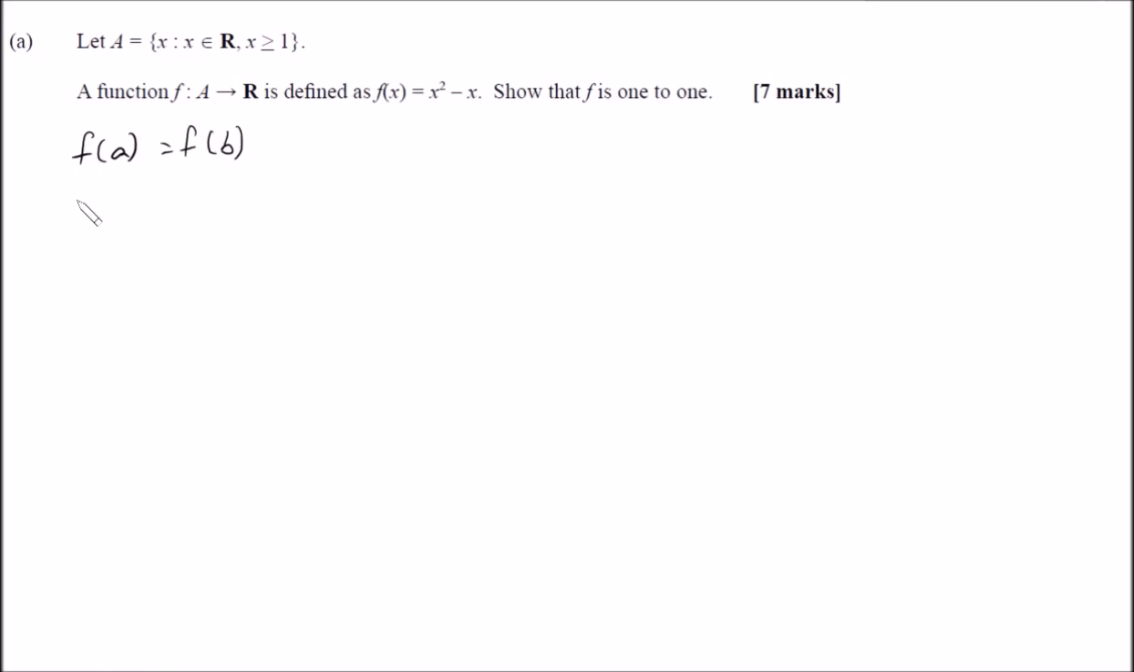So f of A is A squared minus A. F of B is B squared minus B. Now because of the squares and the single term in A, I'm going to have to complete the square so that I can get a single term in A. Factorizing won't help, so completing the square is the method we're going to have to use.